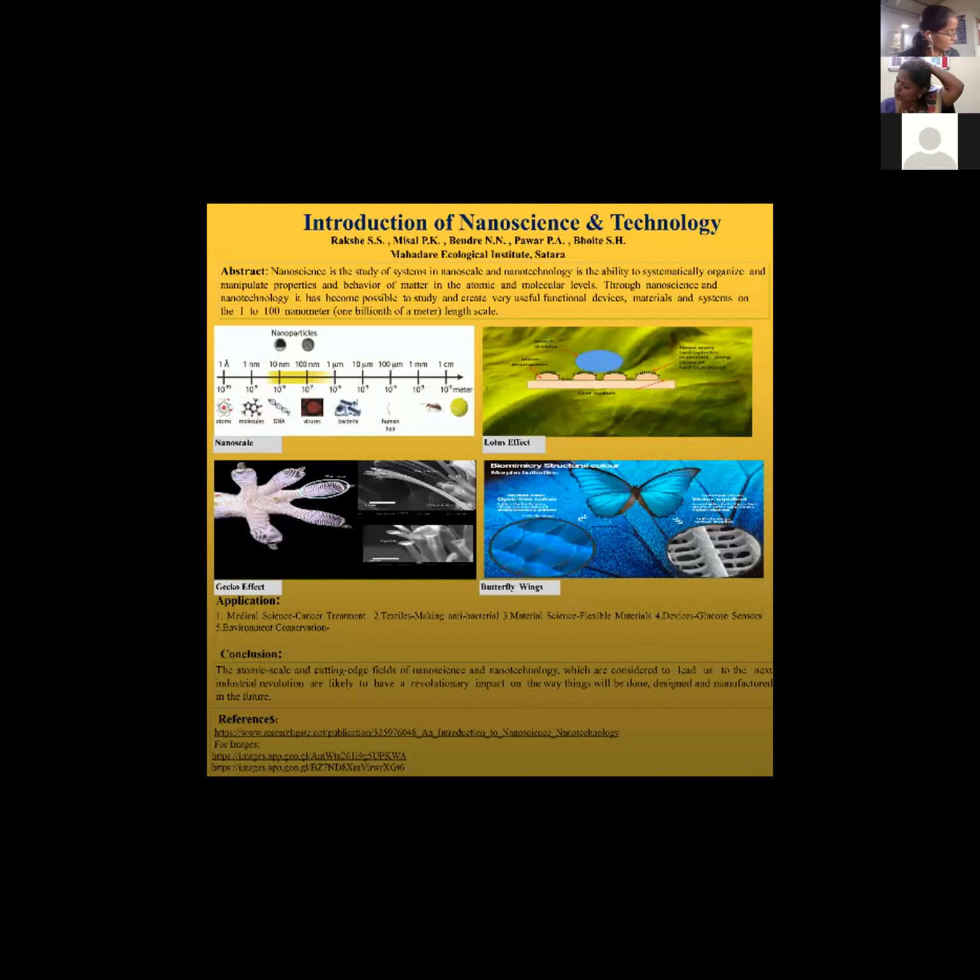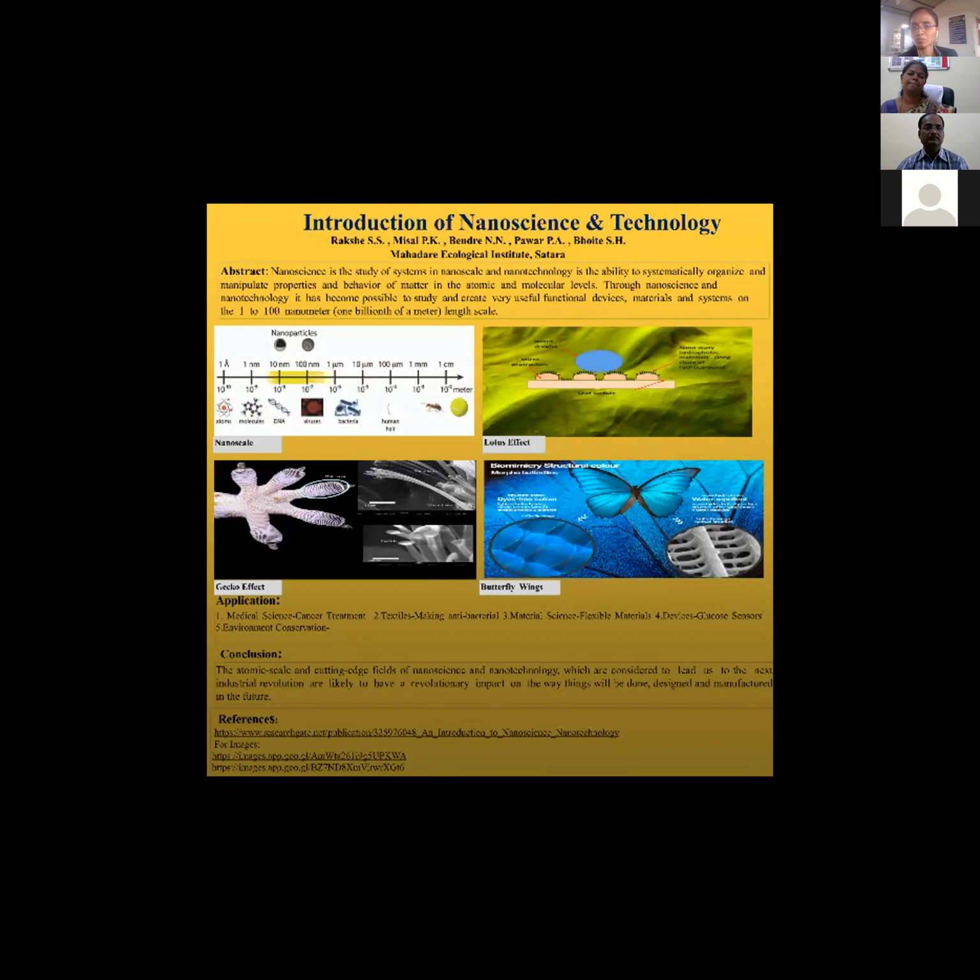Nanoscience is the study of systems in nanoscale, and nanotechnology is the ability to systematically organize and manipulate properties and behavior of matter at the atomic and molecular levels. Through nanoscience and nanotechnology, it has become possible to study and create very useful functional devices, materials, and systems on the 1 to 100 nanometer scale, which is 1 billionth of a meter length scale.